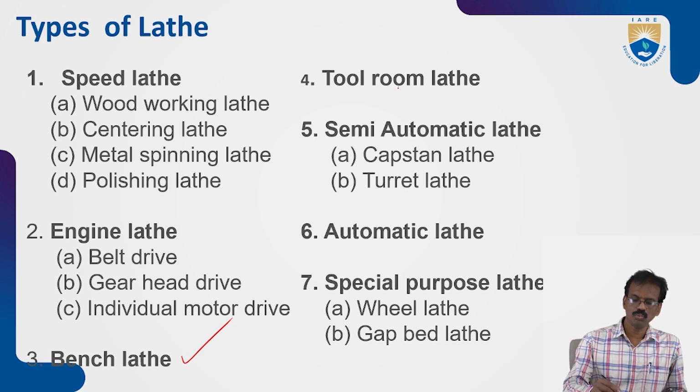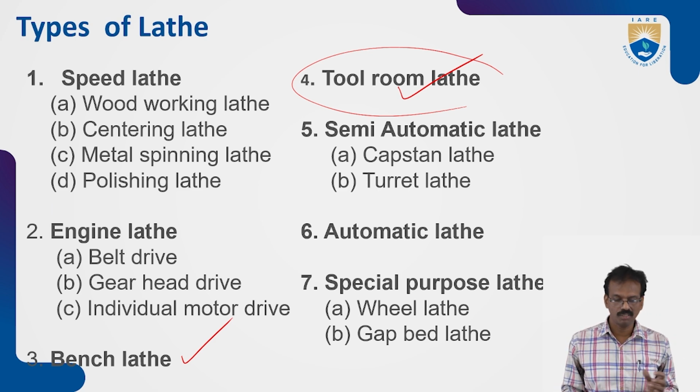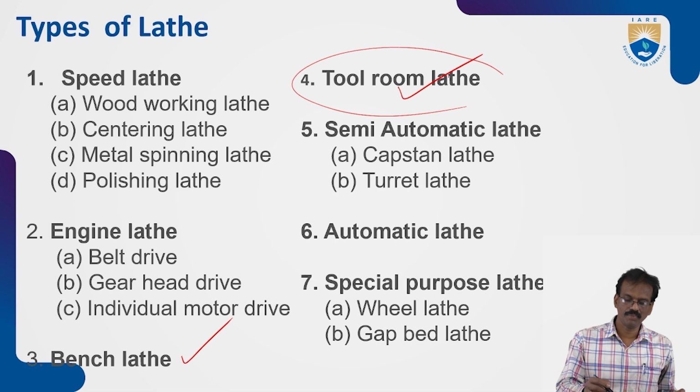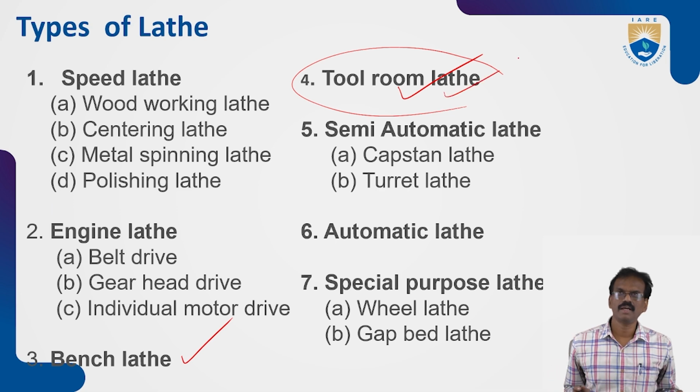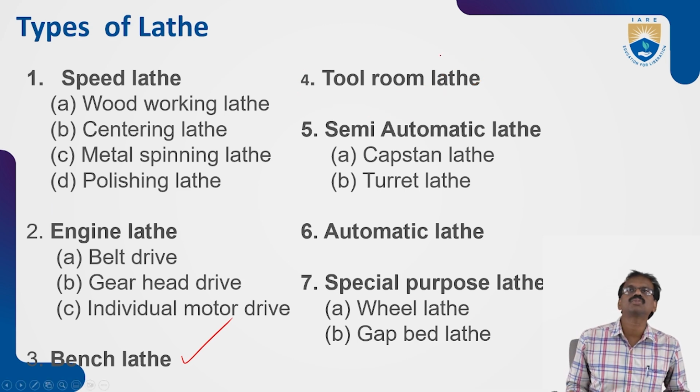Next one is the tool room lathe also. This type of lathe has special features to perform the different operations. It performs good, accurate machining. So mainly this type of lathe machine is used for making the tool bits. Fifth one is the semi-automatic lathe.